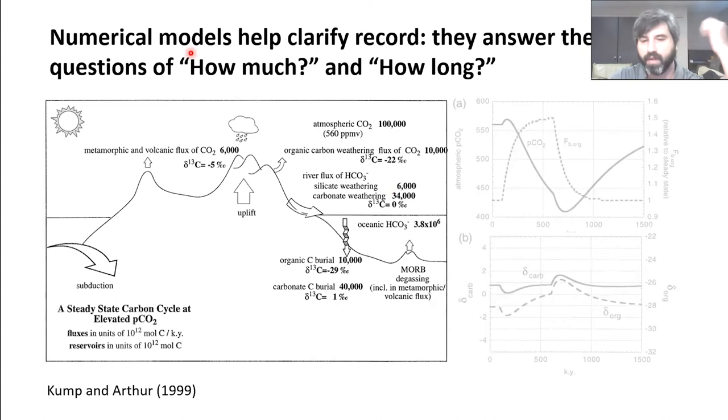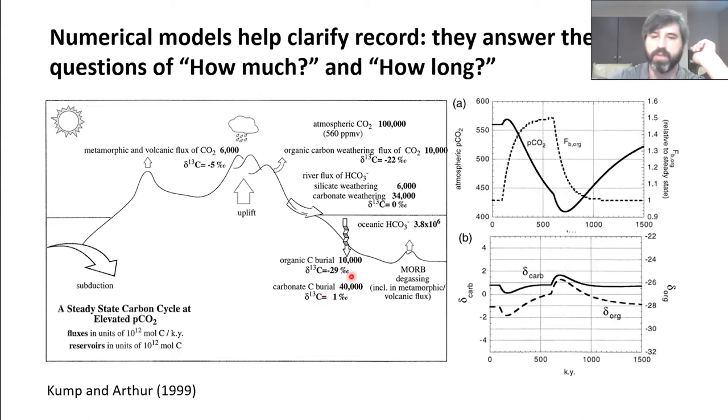The way these box models are set up is they're almost like a toy that shows how the Earth system responds to changes. I think of it like a guitar string: you pluck the guitar string and then the vibrations ripple out. The way these are usually set up is you have a set of fluxes, and you want to somehow transform those into plots that have time on one axis, and something that's measurable within the stratigraphic record on another axis.